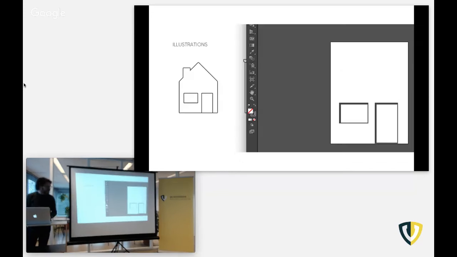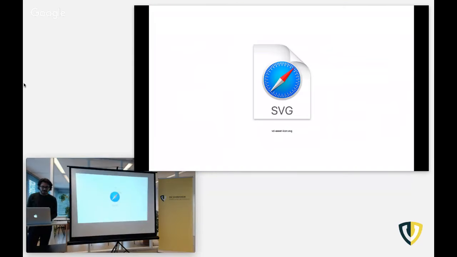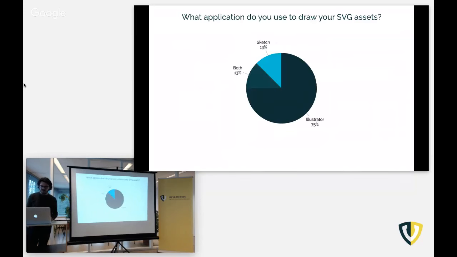And other times you get a drawing like this, and you open it in Illustrator, and all of a sudden everything is gone, and it looks horrible. And then when you put it on a website and it looks like this, then you're the one to blame. So I wanted to preemptively figure this out and dove into it. So where do SVGs come from? Often you get a file, vd asset icon.svg, from a visual designer, and I started asking them, what application do you use to draw your SVGs?